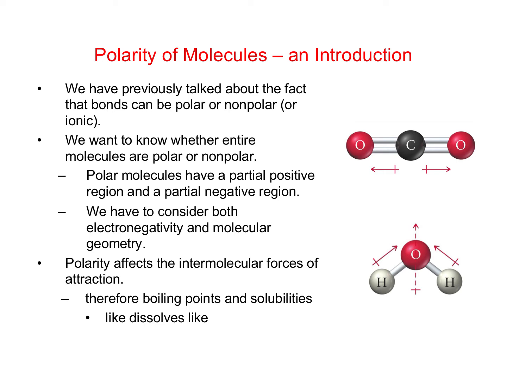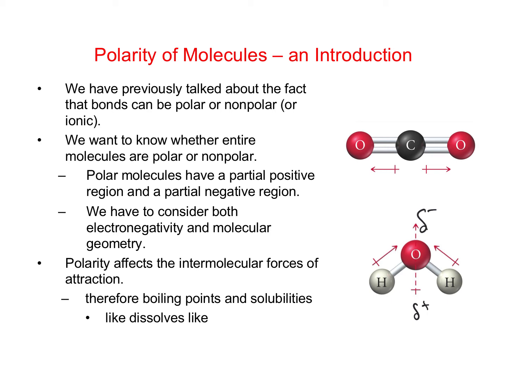So water is bent or V-shaped, and it has polar bonds. Oxygen is more electronegative than hydrogen, and so electron density is pulled away from the hydrogens and towards the oxygen, and so water ends up with a partial negative charge on the oxygen end and a partial positive charge on the hydrogen end, and so the water molecule is polar.